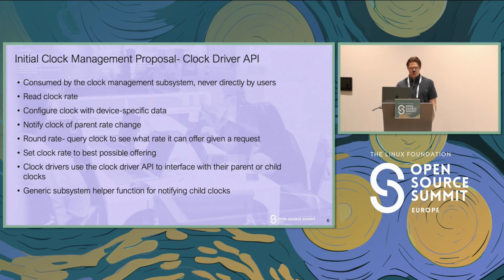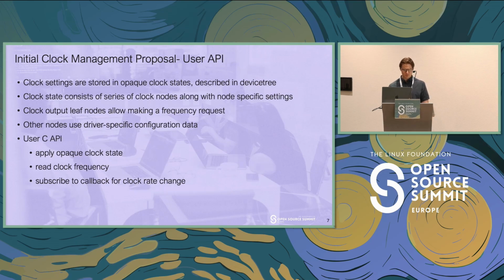So the clock drivers were responsible for using the clock driver API to interface with their parent or child clocks. So for example, if a clock wanted to implement the get rate function, it would typically look like reading its parent rate, doing some type of recalculation based on its settings, and then returning its rate based on that. Then if they wanted to notify clocks underneath them, we had generic subsystem helper functions for doing that, but generally clock drivers were expected to interface with the clock driver framework to implement functionality and to interact with their parents to do it.